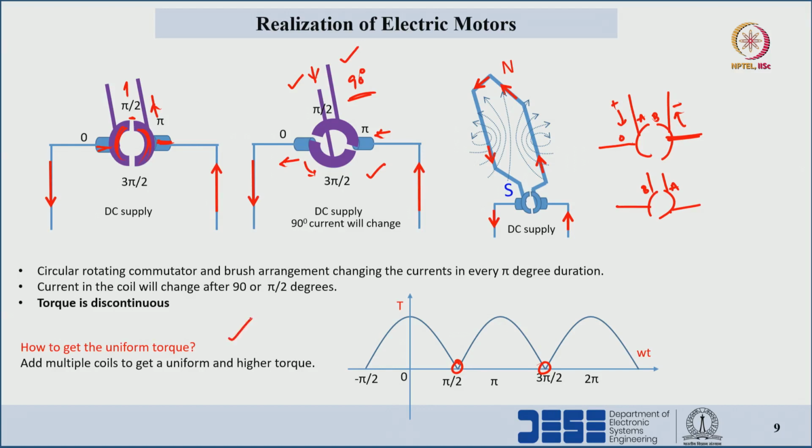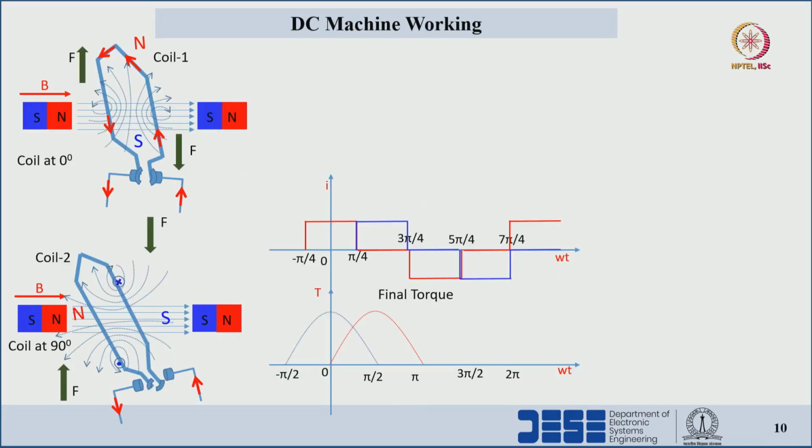In order to get uniform torque or a higher magnitude of torque, we have to add multiple coils on the rotor side. That we will see now. This is coil 1 placed at the 0 degree reference, here current is coming out and here current is going in, and the second coil is placed exactly at 90 degrees. So the coils on the rotor side are aligned in this manner. This is coil 1 and the other one is coil 2, okay. Now we will excite coil 1 and coil 2 with this kind of currents, and how the machine will work we will see, okay.